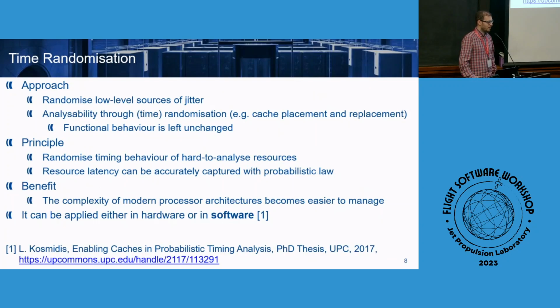We can achieve this through time randomization. So we select the low-level sources of jitter, for example, the memory layout of our program, and we can randomize it while we keep our functionality unchanged. And this way we can capture the effect with a probabilistic law. The main benefit of this method is that we can now manage the complexity of complex hardware and complex software.